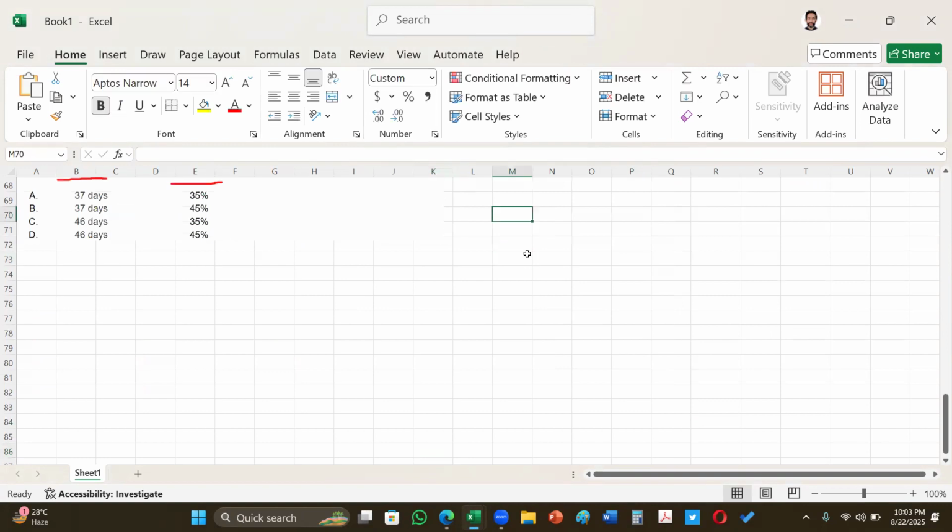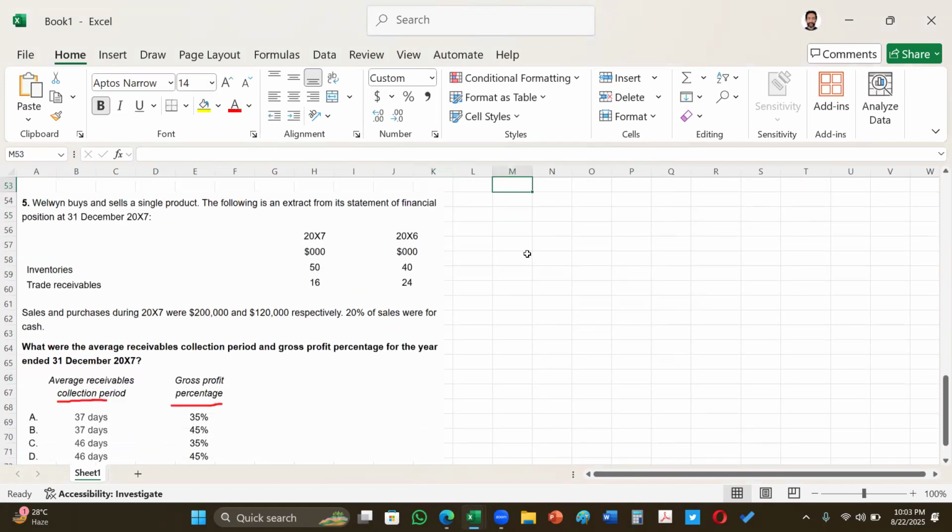Okay, so here we go. Belvin buys and sells a single product. The following is an extract from its statement of financial position. We have the inventories. The figures for 20x6 are going to be opening, and this would be closing.